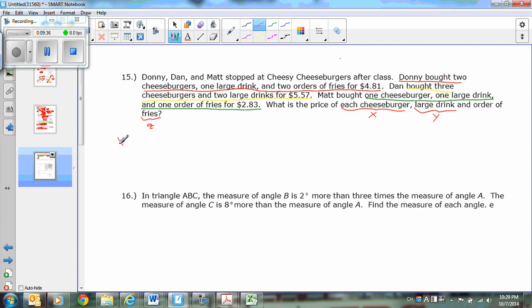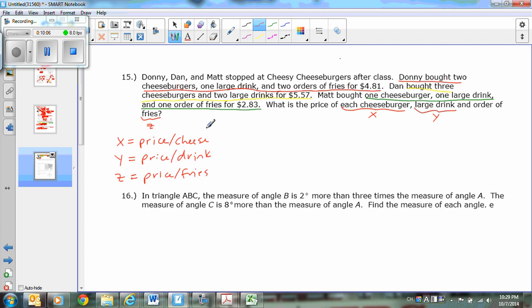So X is price per cheeseburger. Okay, Y is going to be the price for each large drink, and then Z will be the price for 1 order of fries.